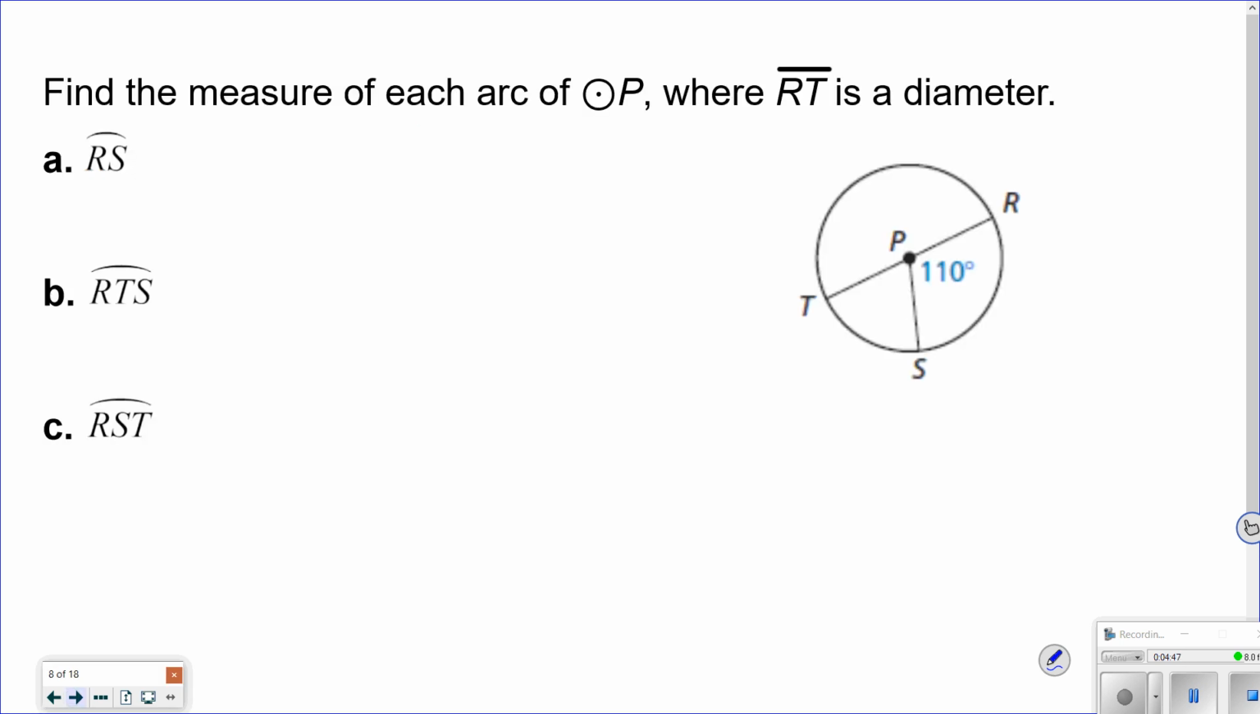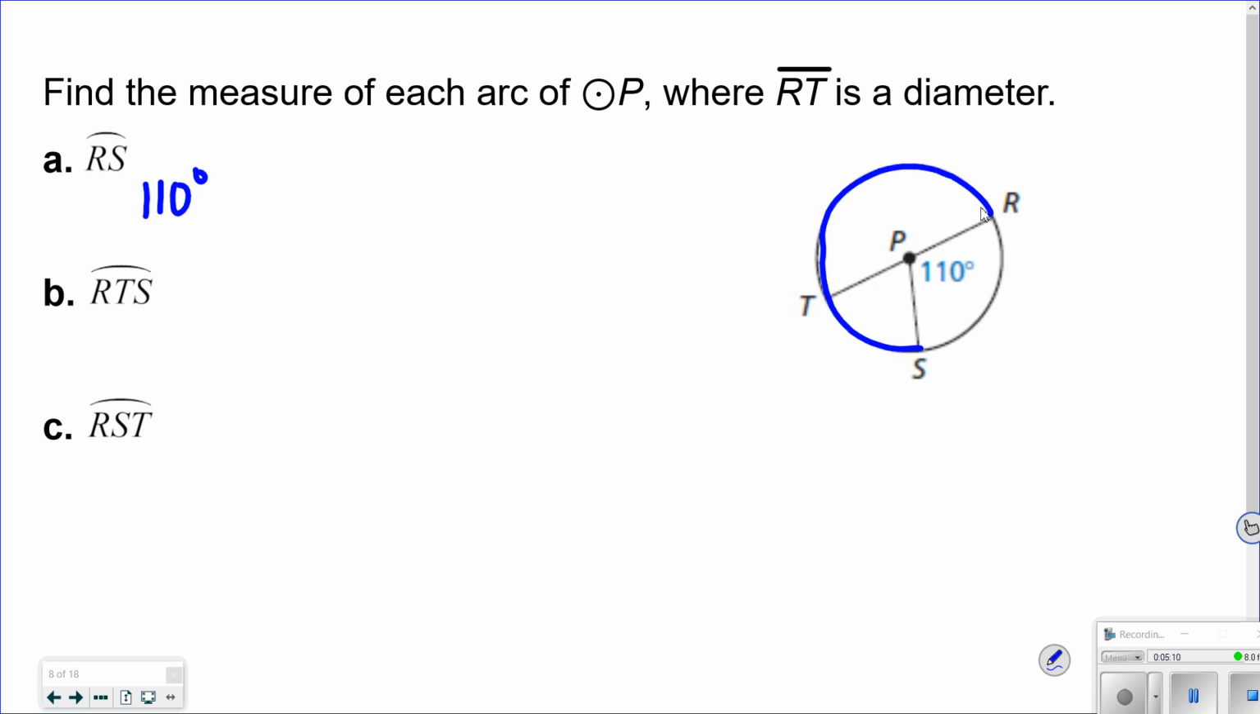Okay, so this really quick. This says find the measure of arc RS. This one's really simple. If that's RS, look at the central angle, it's 110. The measure of arc RS is 110 degrees. RTS, so let's outline that, make sure you know what arc we're talking about. So RTS looks like this.